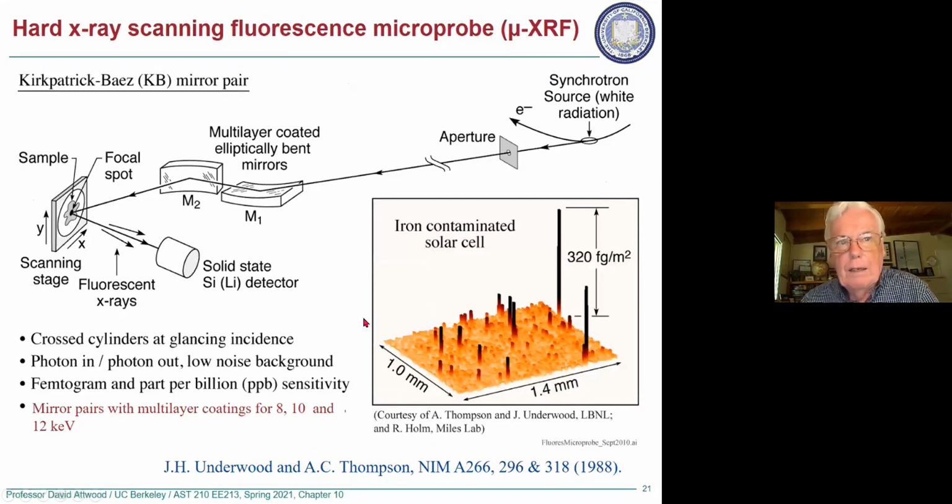And this is, for instance, an example. This was at the ALS. It was the first beamline at the ALS, and it used a Kirkpatrick-Baez pair of two curved mirrors, and it used coatings. There were 3 sets of mirrors, all coated. So one set was coated for 8, one set for 10, and one set for 12 kilovolts.